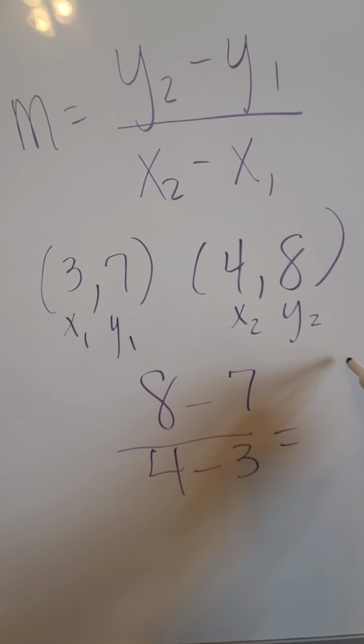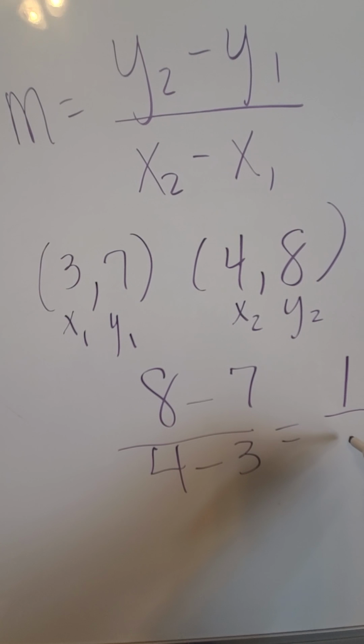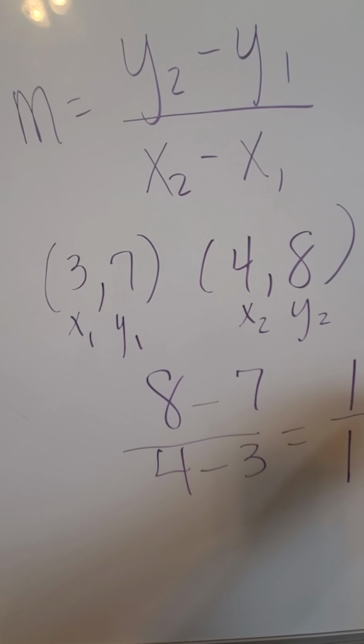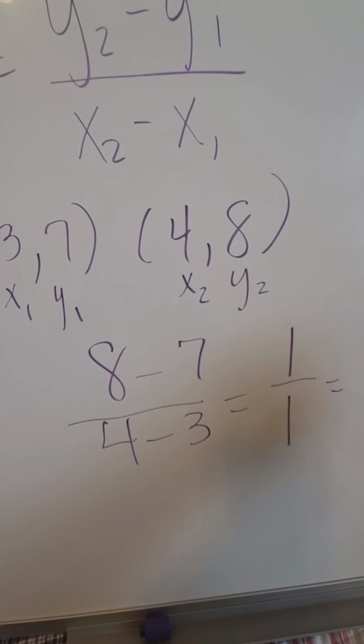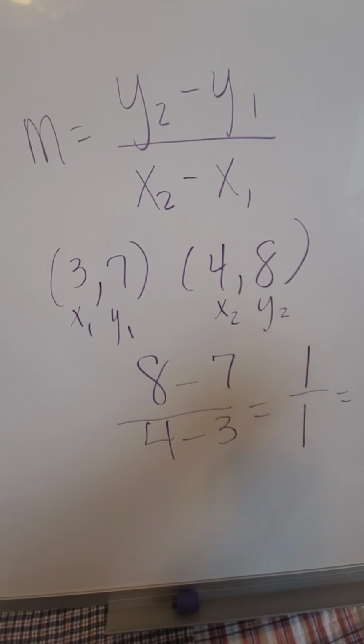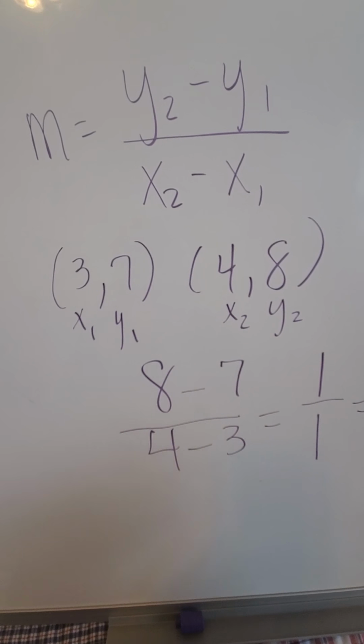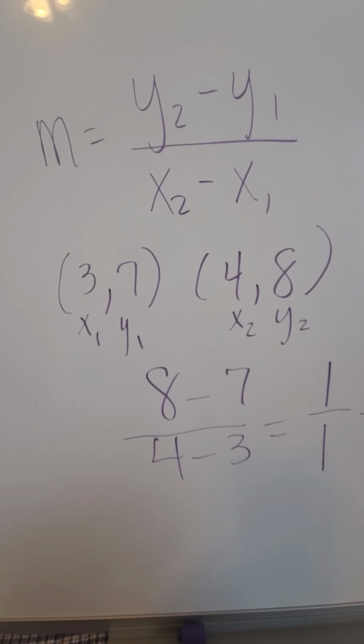Now this one's an easy one. 8 minus 7 is 1, and 4 minus 3 is 1. So my slope is 1, meaning it goes up 1 over 1, up 1 over 1. So that's one way to do it, through your slope formula. Most of you are pretty comfortable with that and remember that pretty well.